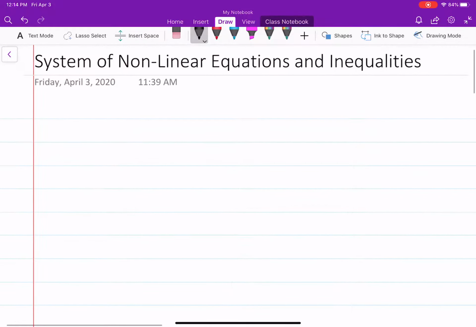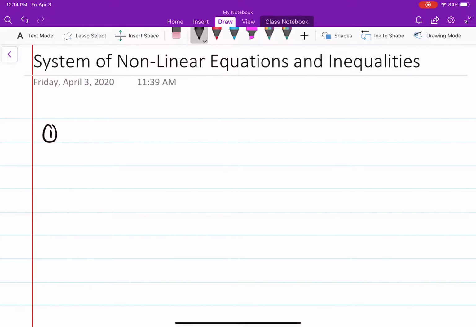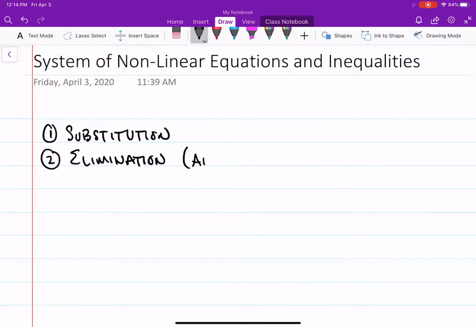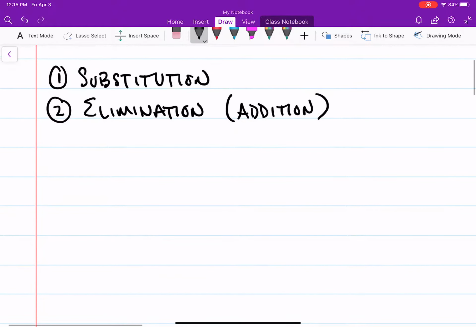linear equations. And those two methods, one was called substitution, and the second is going to be elimination, also known as the addition method. The reason why it's called the addition method is because to eliminate, we add, so that's why the addition is coming into play here, all right? So the best way to do this is actually to just start an example and use those two methods to solve for our solutions, all right?